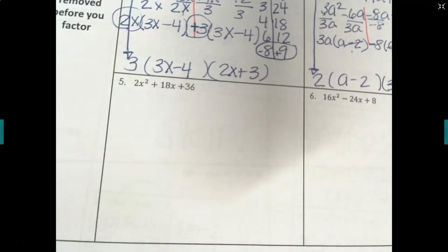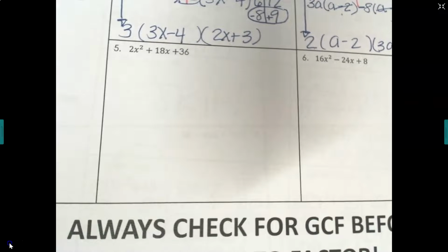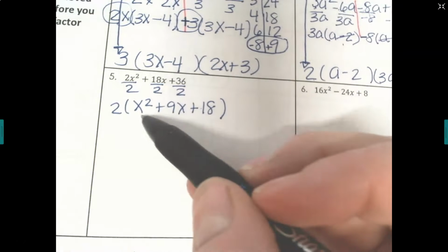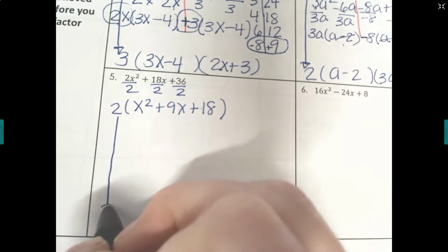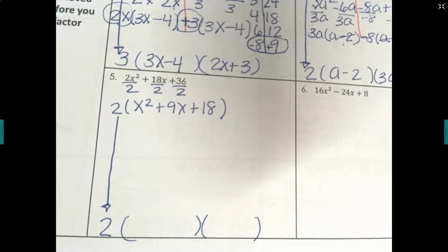All right, let's have you pause this video and see if you can find the GCF and write this in the first factored form, just to this form right here, and then come back once you have finished. All right, so you should have gotten to this point. Now, once we have our GCF, we want it to come down to the answer. So we're going to put our final answer down here.